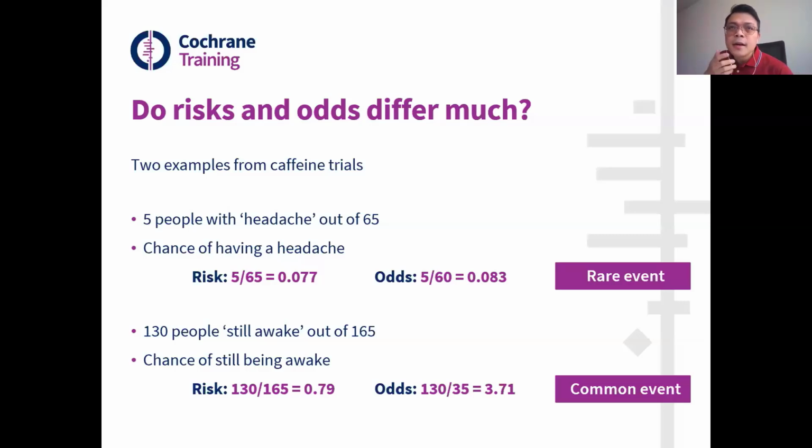And I guess the important takeaway here is that while both risk and odds are used to measure the chance of the event, they are not interchangeable, especially when the event is common. And that's why it's important to be clear which one you're using in your review.